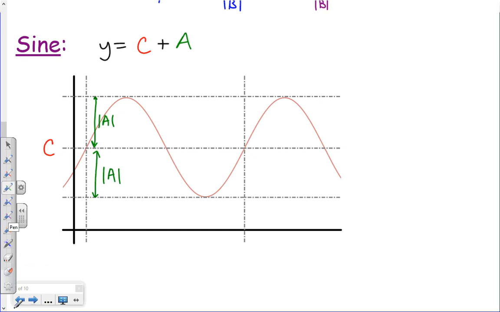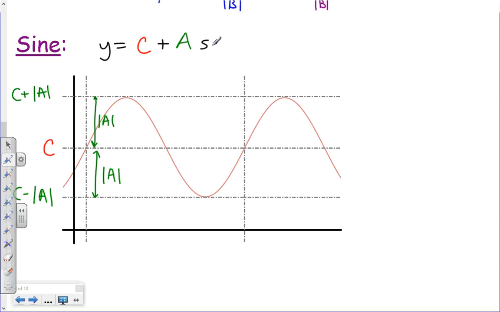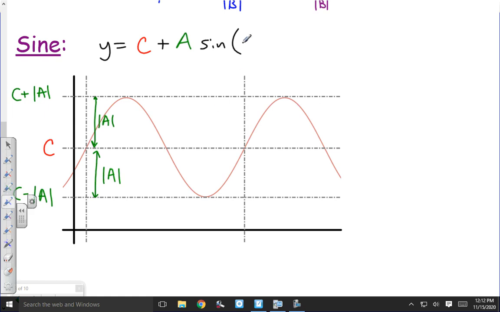Or in other words, I could mark my high and my low points, my upper bounds and lower bounds, as c plus the absolute value of a, or I can mark this as c minus the absolute value of a, just like we were able to do there with the cosine function. All right, so it's c plus a times the sine of, and then it's our b value.